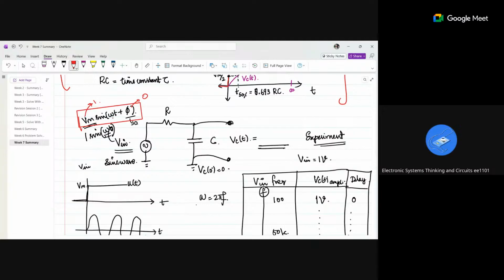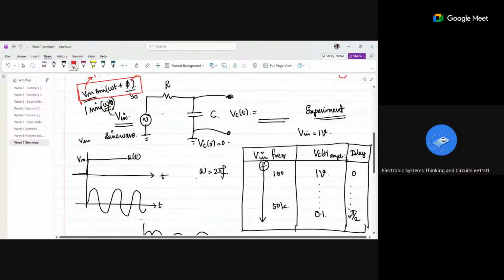What I am doing now is changing omega, the frequency of the input signal. Omega is nothing but 2 pi f. So I am going to increase f from 0 to 50k. If I increase f, omega will also increase. So basically, I am increasing the frequency of the input signal from a lower value to a higher value. Then I am measuring VC of t, the voltage across the capacitor.